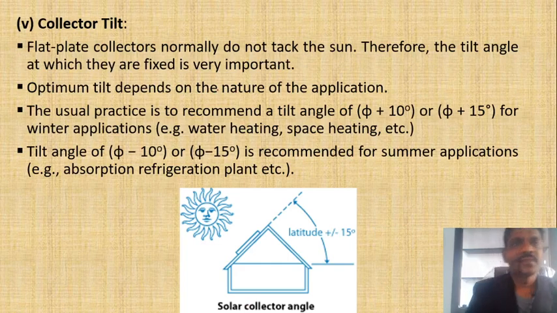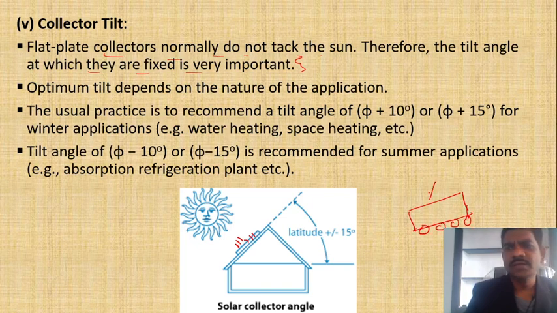Okay guys, then collector tilt. So this is the tilt position, this is the flat plate collector. Flat plate collectors normally do not track the sun, right? Therefore the tilt angle at which they are fixed is very important, because there is no sun tracking mechanism. Yes or no? Yes, this is the absorbing plate, this is the transparent cover, and there is no sun tracking. Optimum tilt depends on the nature of application.